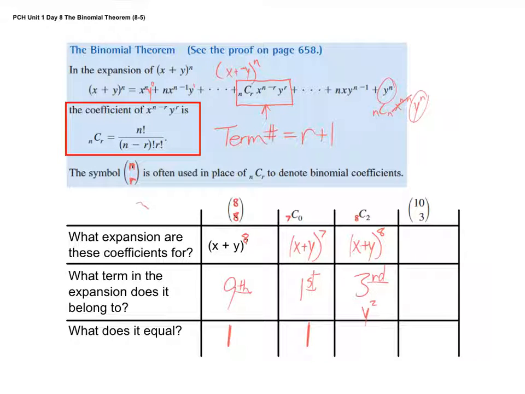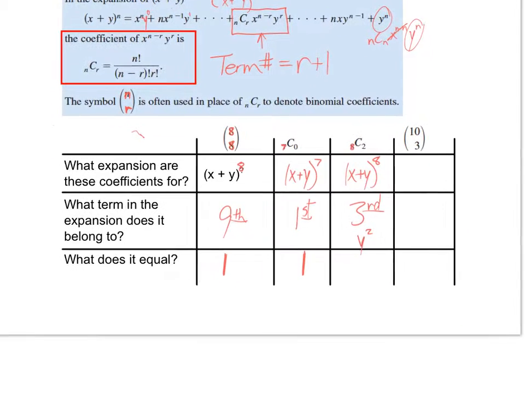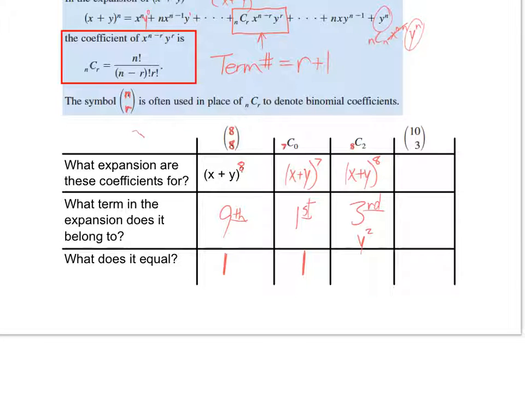Now, what does this equal? 28. Let's work through this. We're going to use the formula up here. It's 8. We just said n is 8. And then we have n minus r, so 8 minus 2, times r factorial. So we have 8 factorial over 6 factorial times 2 factorial.